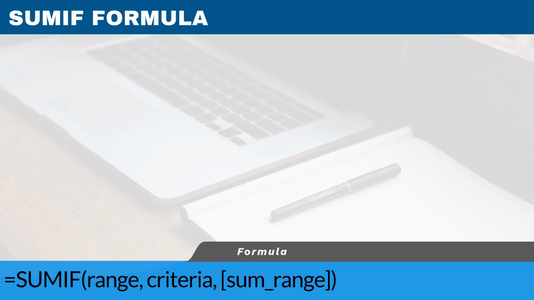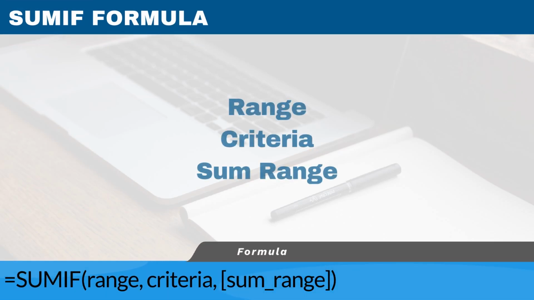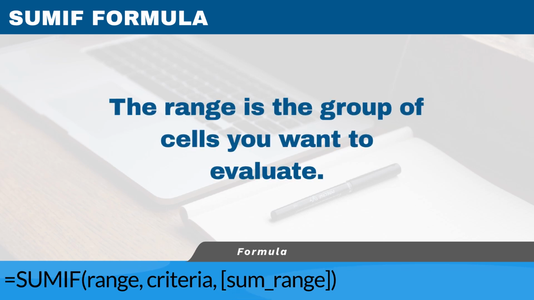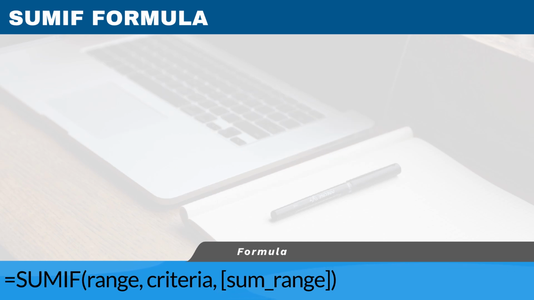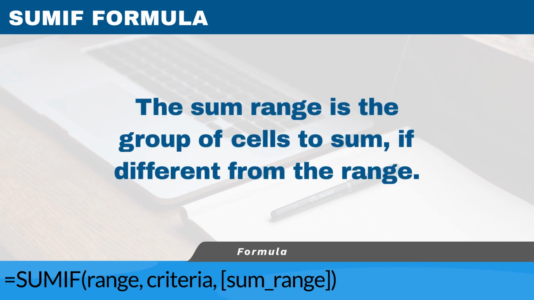Let's start with the basics of the SUMIF function. The syntax is straightforward. Equals SUMIF, range, criteria, sum range. Here's what each part means. The range is the group of cells you want to evaluate. The criteria is the condition that must be met for a cell to be included in the sum. The sum range is the group of cells to summarize if different from the range.